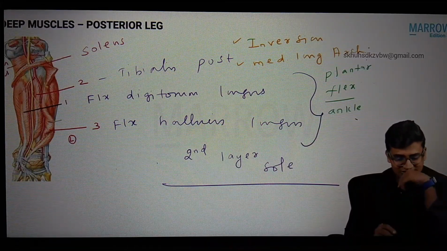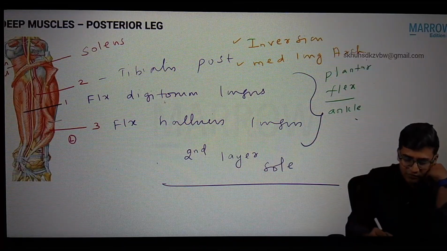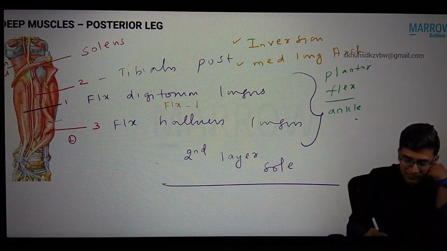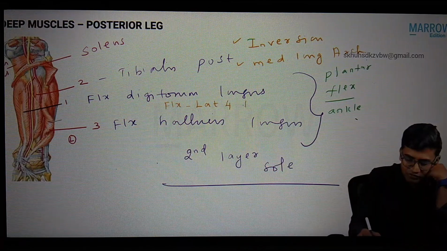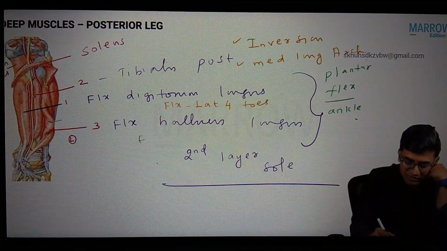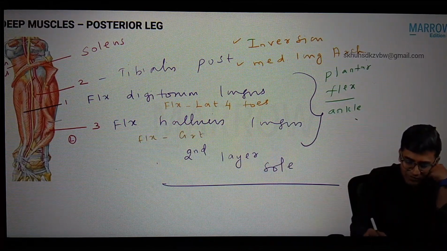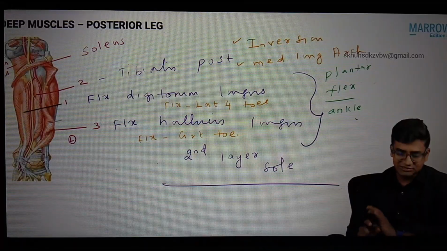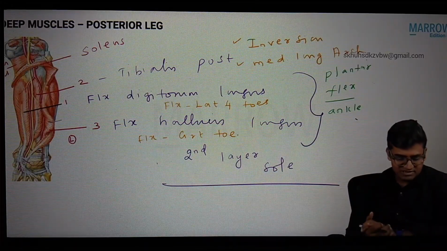Now, flexor digitorum longus and flexor hallucis longus. Flexor digitorum longus flexes the lateral four toes. Flexor hallucis longus flexes the great toe. Those are the actions you have to remember for these muscles.